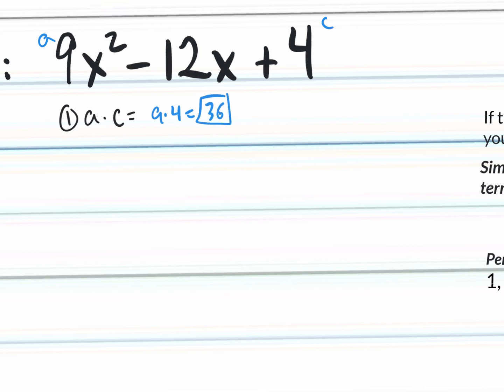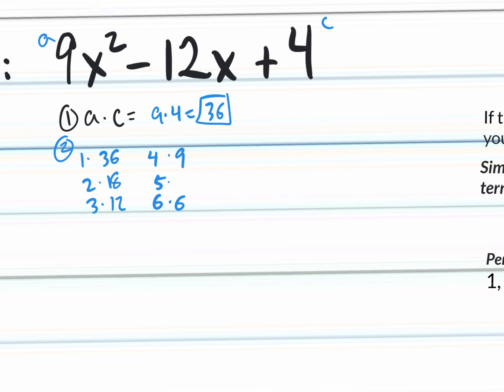Step 2 is to make a list of the multiples of 36. So how could I get 36? It's 1 times 36, 2 times 18, 3 times 12, and if you don't know your multiplication tables, you could get a calculator and do 36 divided by 2, it'll give you 18. Or 36 divided by 3, it'll give you 12. 36 divided by 4, it'll give you 9. 36 divided by 5 won't work. 36 divided by 6 is 6.